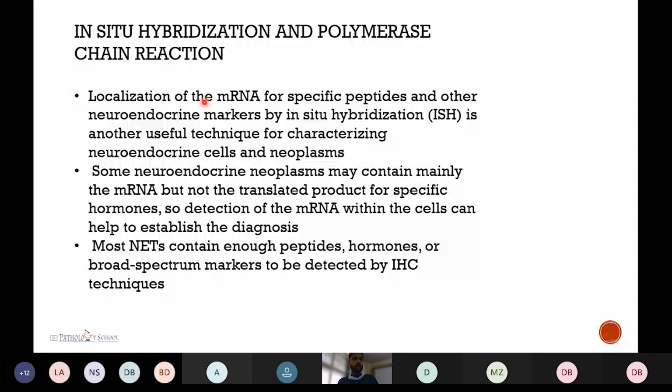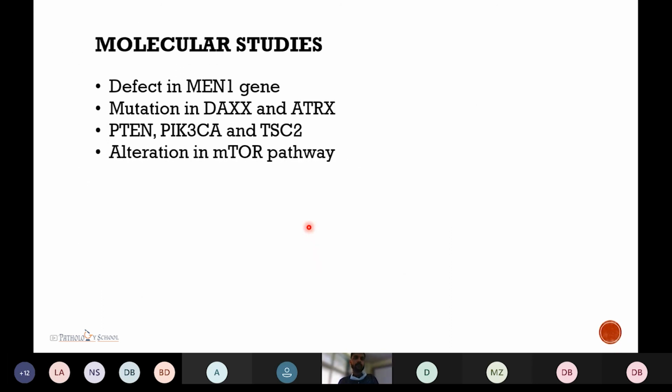After IHC, we can do in situ hybridization and PCR. The localization of the mRNA for specific peptides and other neuroendocrine markers can be done by ISH. Some neuroendocrine neoplasms may contain mainly the mRNA, but not the translated product. So detection of mRNA within the cells can be done. But as most NETs express markers detectable by IHC techniques, we can mainly rely on IHC. In the molecular studies, the main thing you have to remember is defect in the MEN1 gene. There is mutation in DAXX and ATRX genes. Then PTEN and alteration in the mTOR pathway.